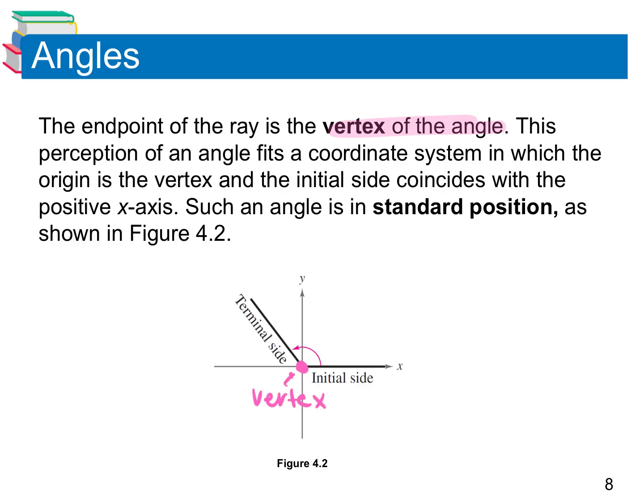This perception of an angle fits a coordinate system in which the origin is the vertex and the initial side coincides with the positive x-axis. So our initial side starts at the x-axis here, the positive x-axis. This is where we start when it's in standard position. And then the terminal side is just where our angle ends. So this would be the angle in here.